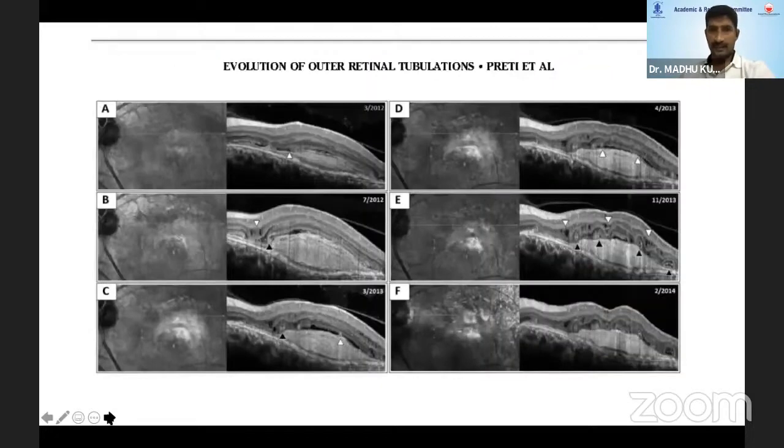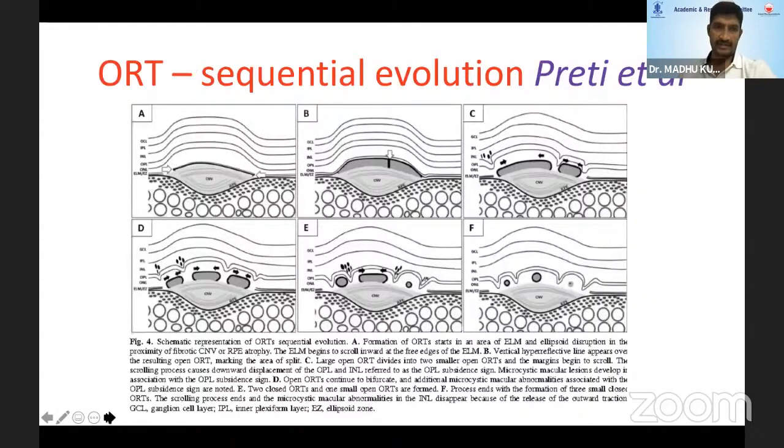Coming to the OCT features, Preti et al. give an excellent idea of how the evolution of outer retinal tubulation happens. To begin with, we have an RPE atrophy and an overlying CNVM or fibrotic membrane. Over that, the ELM starts dipping down, and then it abuts the overlying fibrotic tissue. This is called an open ORT. Now this large ORT again gets divided into two or three smaller ORTs.